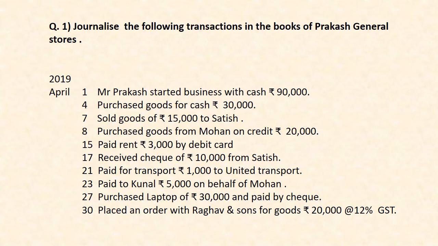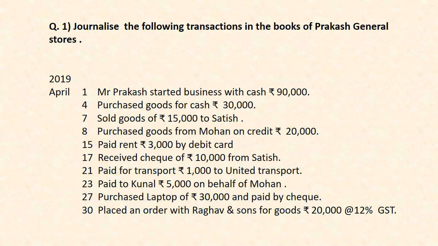Year 2019, month April, date 1. Mr. Prakash started business with cash rupees 90,000. Second transaction on 4th April, purchased goods for cash rupees 30,000. Next transaction on 7th April, sold goods of rupees 15,000 to Satish. Next on 8th April, purchased goods from Mohan on credit rupees 20,000.